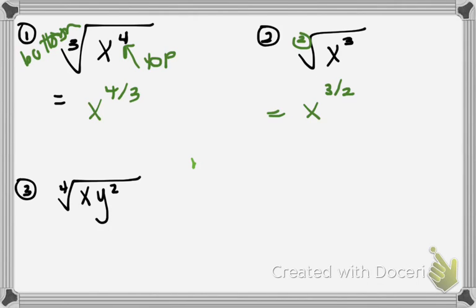We could also have multiple variables in here. Remember, this squared only applies to what is directly in front of it. So this x actually has an exponent 1. So we're going to take each of these individually, and we'll do top, bottom, and top, bottom. And if you ever see a rational exponent that can be reduced, you're going to make sure that you reduce it. So this will be y to the exponent 1/2, because 2 over 4 reduces to 1 over 2.